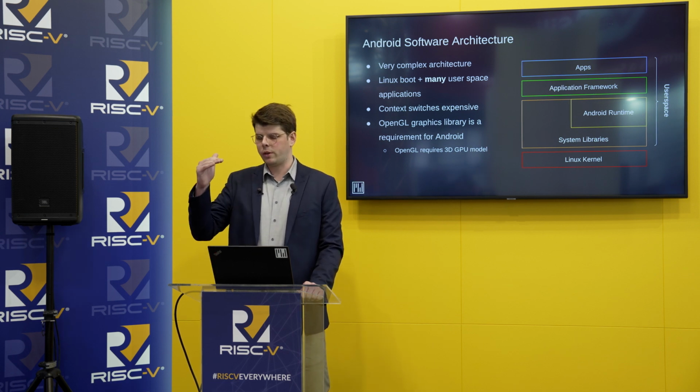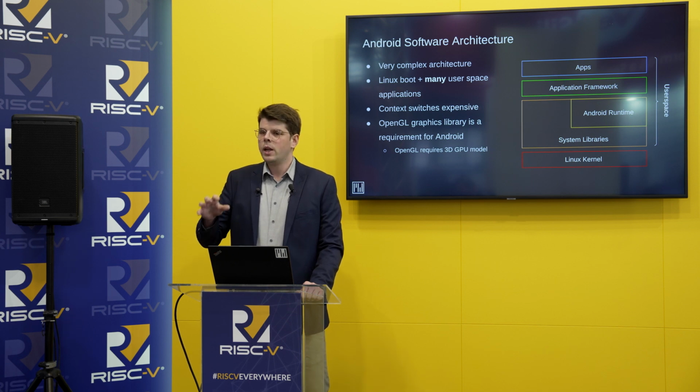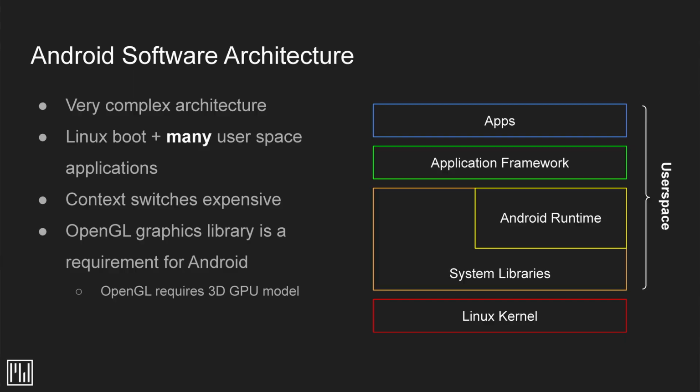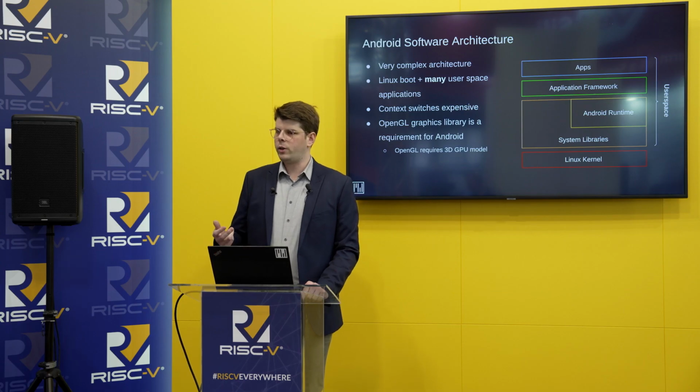On top of all of the system libraries and the Android runtime, you have the application framework that is used by the app developers to write the applications, to hook into the different parts of Android and the different services that Android provides. And then on the very top of the stack, you have all the applications, and of course there is a huge amount of them. Overall, that just means that you have a Linux kernel and then a huge amount of user space. And that is difficult to simulate because context switches cost performance and are hard to simulate.